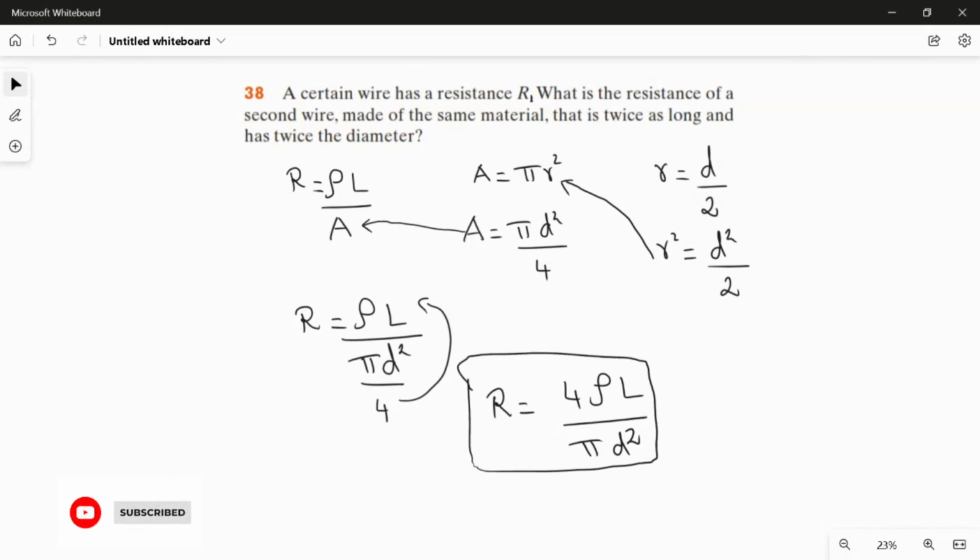Before that, let's write what is given in the question. The length of the second wire is twice the first wire length. Likewise, the second wire diameter is twice the first wire diameter. And both wires are made of the same material, so rho 1 is equal to rho 2, which we take as rho, the resistivity of the material.